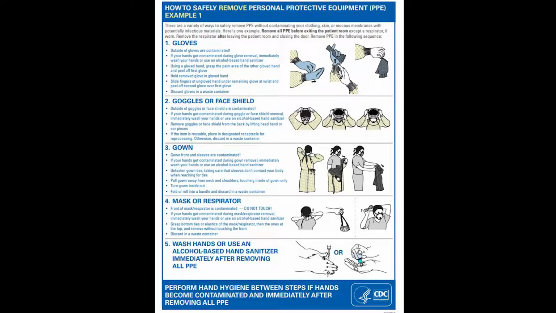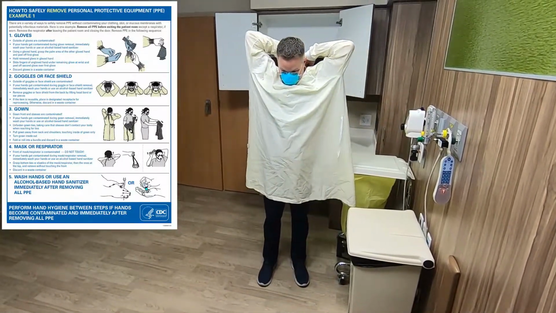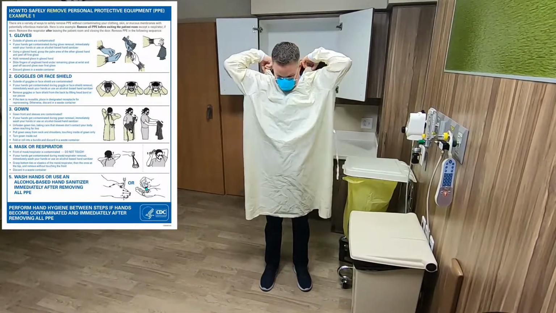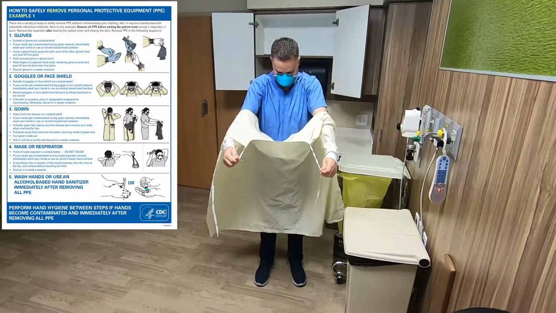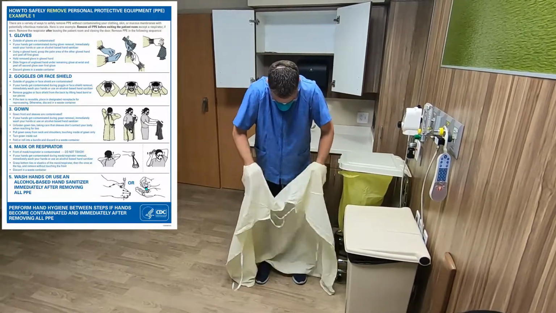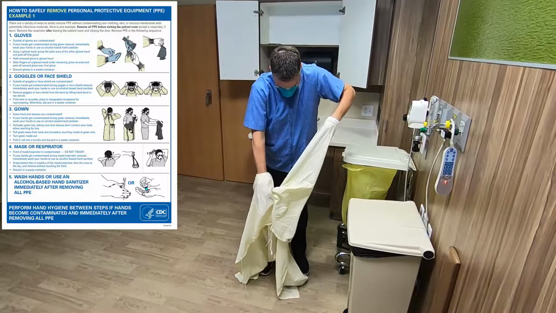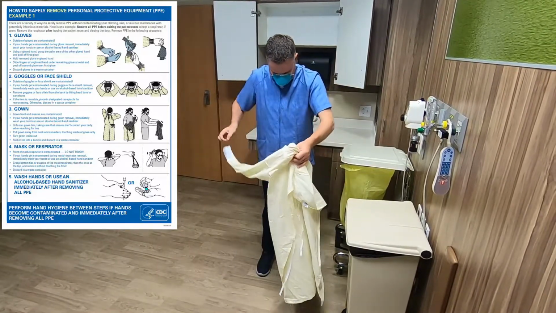Unfasten the gown ties, taking care that sleeves do not contact your body when reaching for the ties. Pull the gown away from the neck and shoulders, touching inside of the gown only. Turn the gown inside out. Fold or roll it into a bundle and place it in the appropriate container.